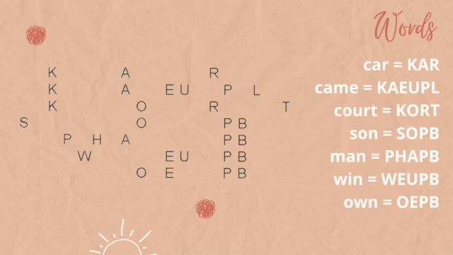Let's take a look at the example words here applying lesson 22. So we have car, came, court, son, man, win, own. This is how we are going to write these words. We can see on the left side it's the strokes.